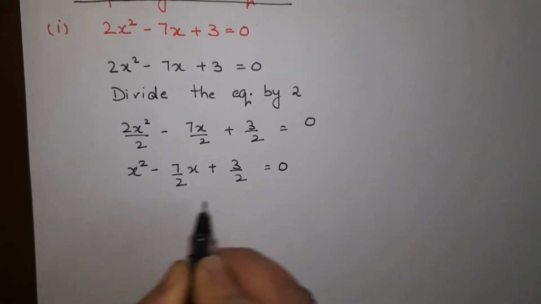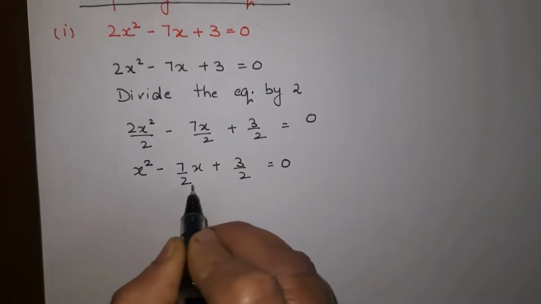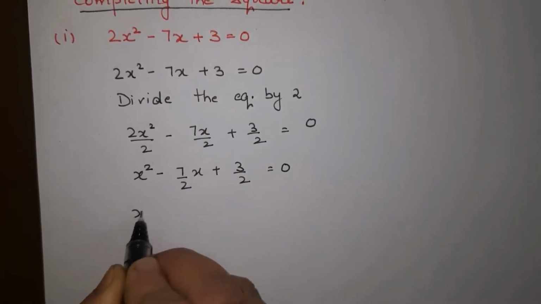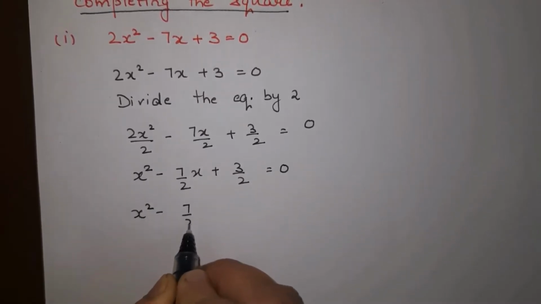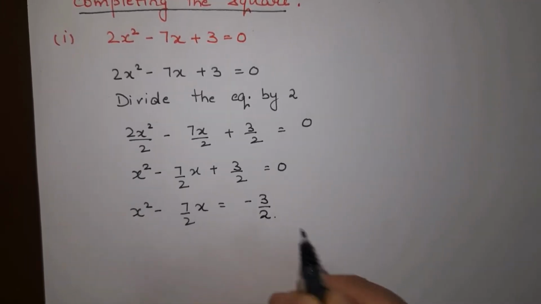Now the next step is the constant term. This is the term x square, x. This is the constant term. So we will take this constant term to the other side. So it will become minus 3 by 2.